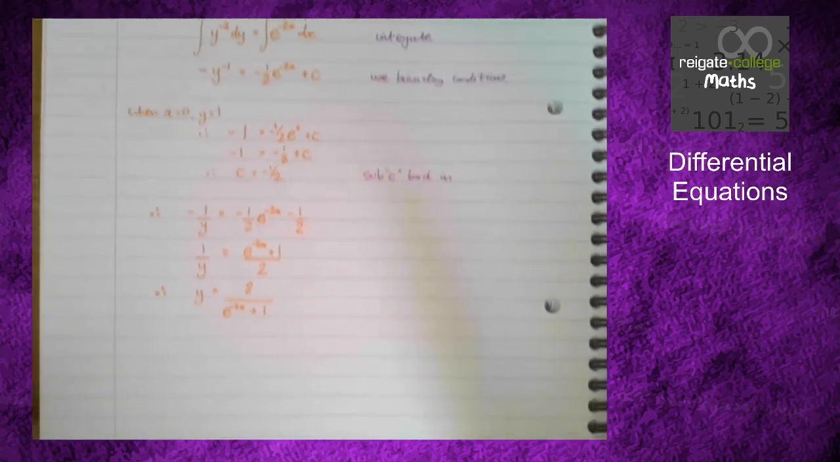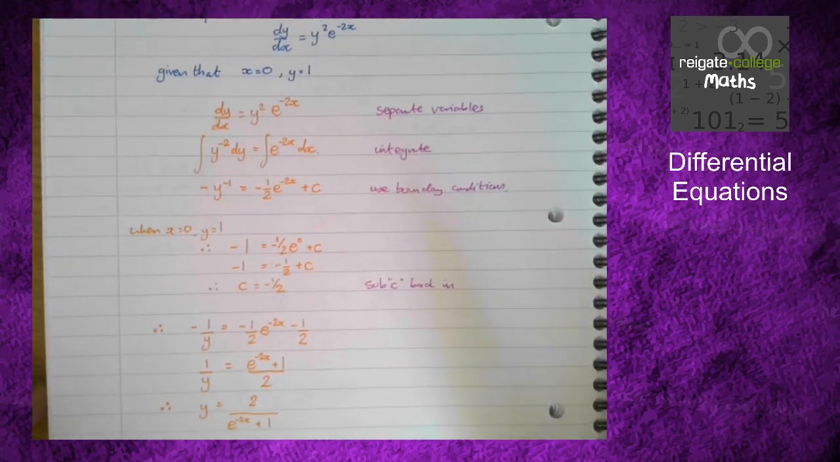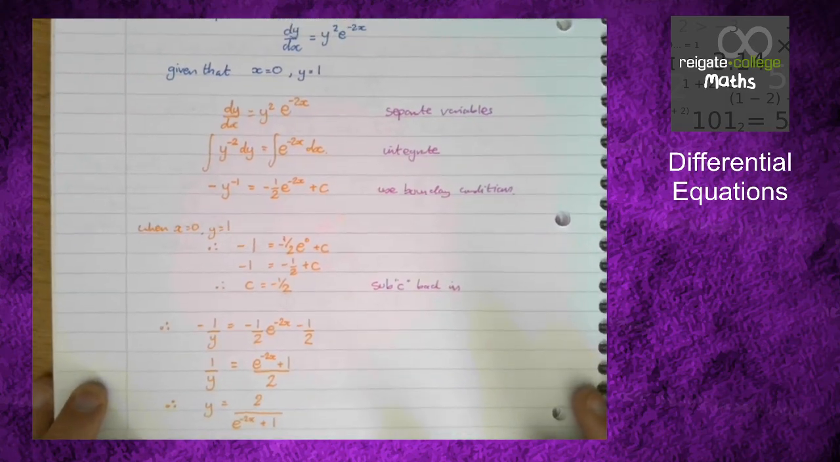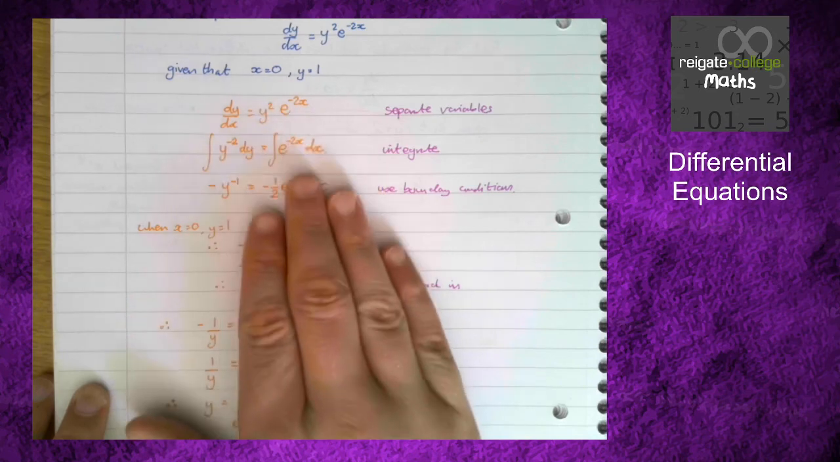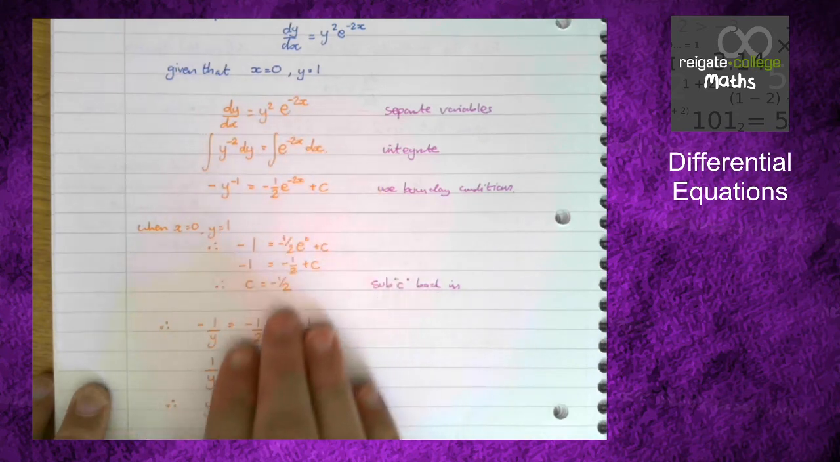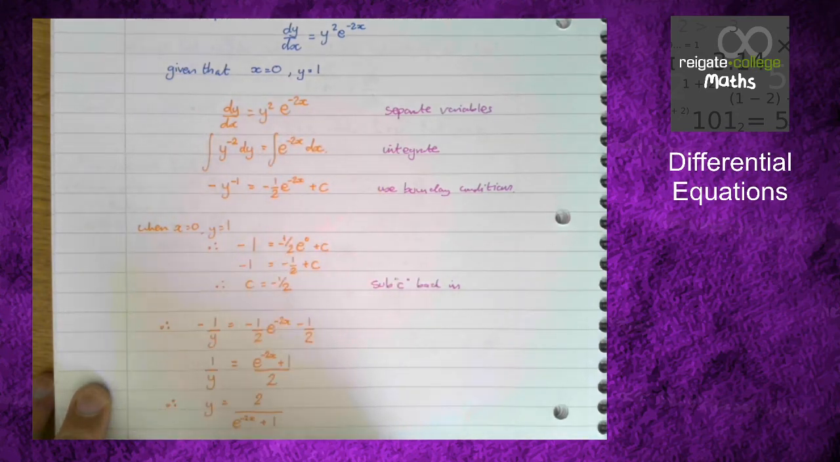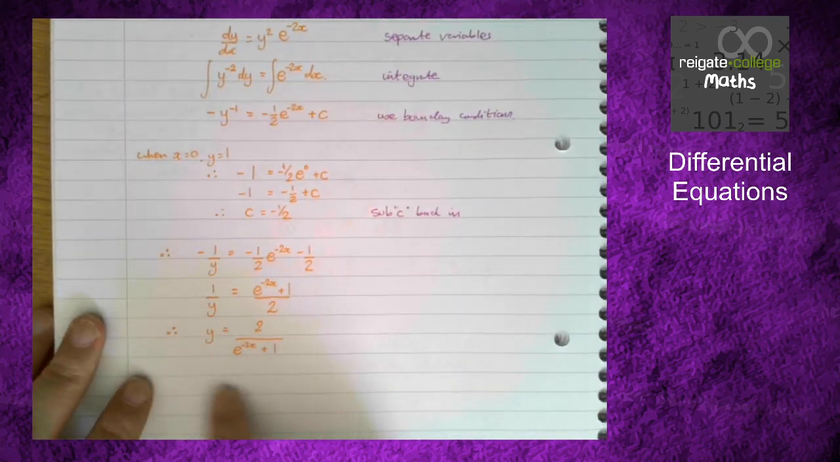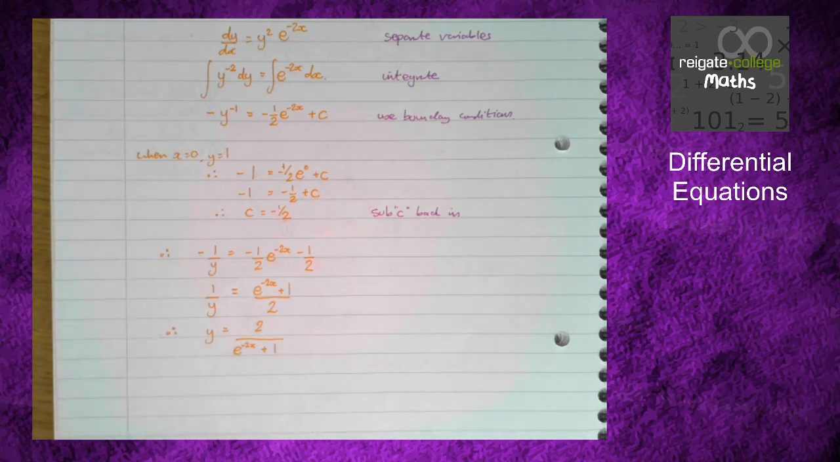So that is a more difficult example using everything that we've done so far in differential equations. We've separated the variables to integrate. We've then used the boundary conditions to find our constant, and then we've rearranged to get a usable equation. In the next video, we'll be looking at modelling. So we'll look at how to form differential equations and then how to solve them.